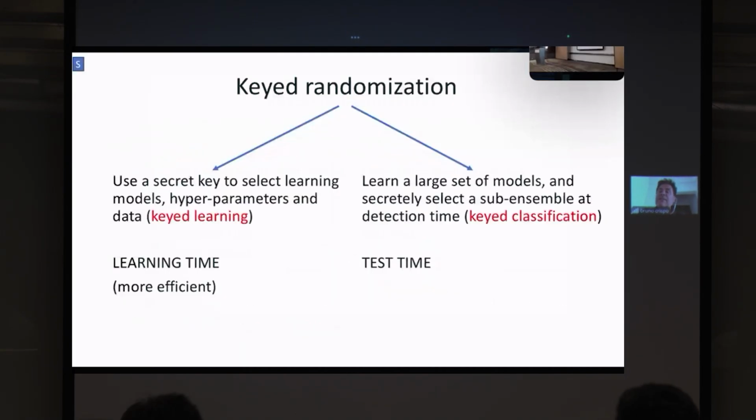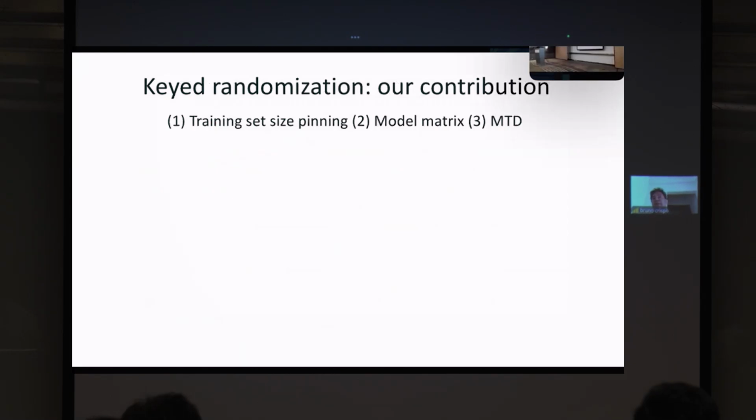Then, as we said, we also propose a technique to make classifiers more robust with key randomization. Like normal randomization, with key randomization you can use the key at learning time and at test time. We leave the test time for future work, and we focus on finding some technique for the learning time. And here we propose two techniques.